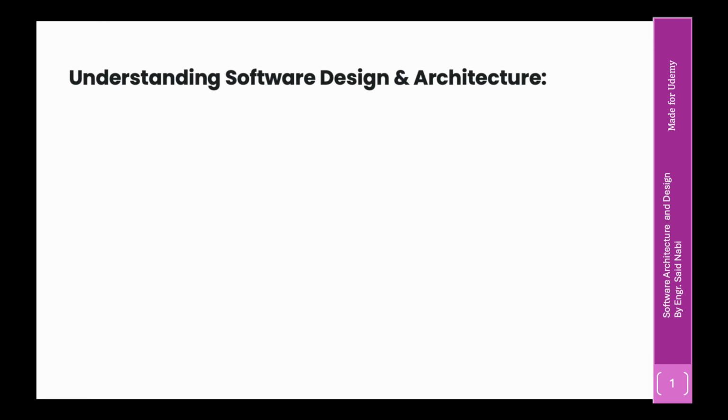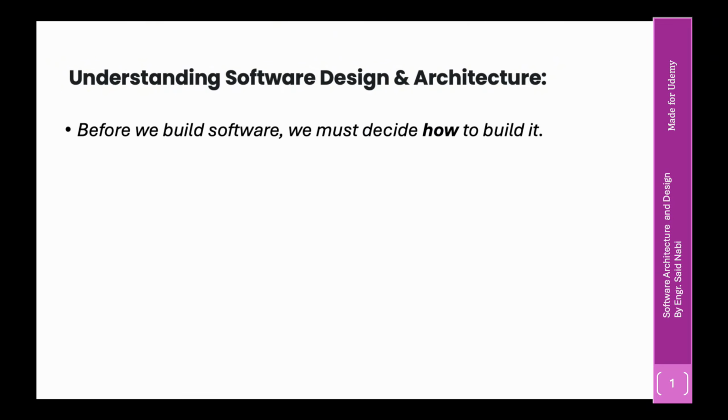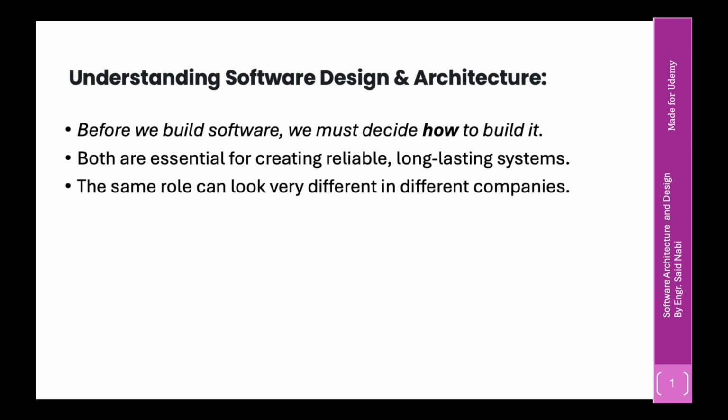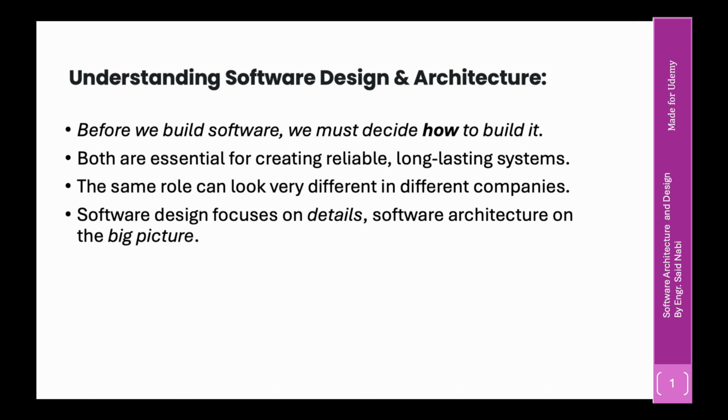Okay, understanding software design and architecture. Before we build a software system, we must first decide how it will be built. So that is the main question we should ask ourselves: what we want to build and how that would be built. Both are essential for creating reliable, long-lasting systems. Architecture shapes the big picture, the structure, the flow, the foundation, and design shapes the details, how each part behaves and feels. Both are essential for software systems that last for decades.